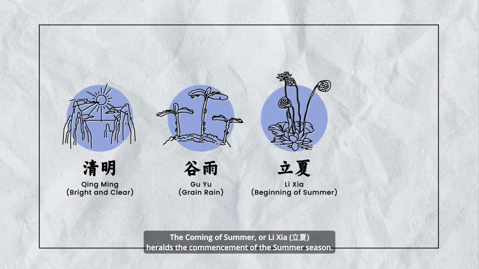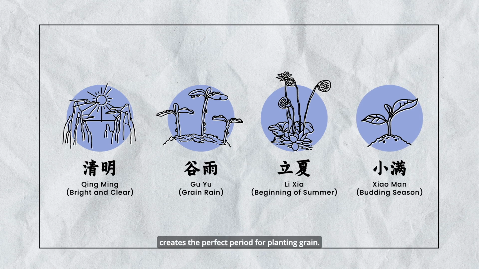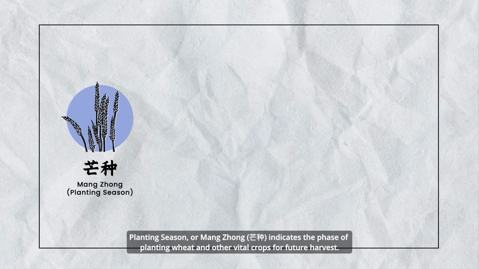The coming of summer, or Li Xia, heralds the commencement of the summer season. Budding season, or Xiaoman, marks the time when warmer climates and abundant rain create the perfect period for planting grain. Planting seasons, or Mangzhong, indicates the phase of planting wheat and other vital crops for future harvests.